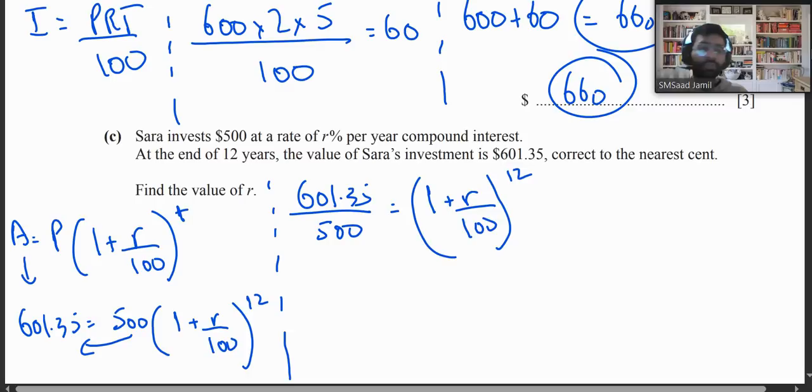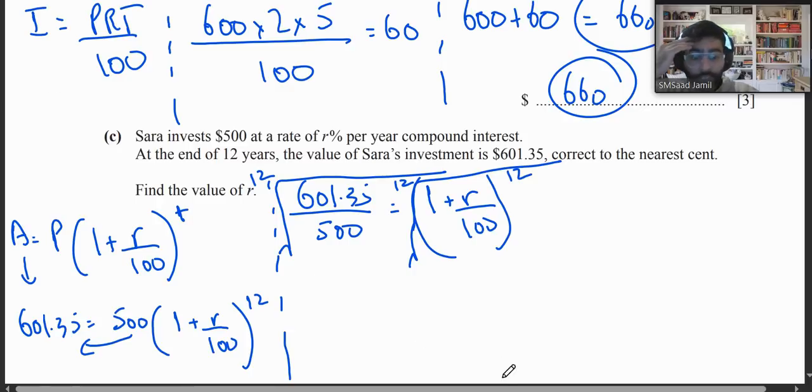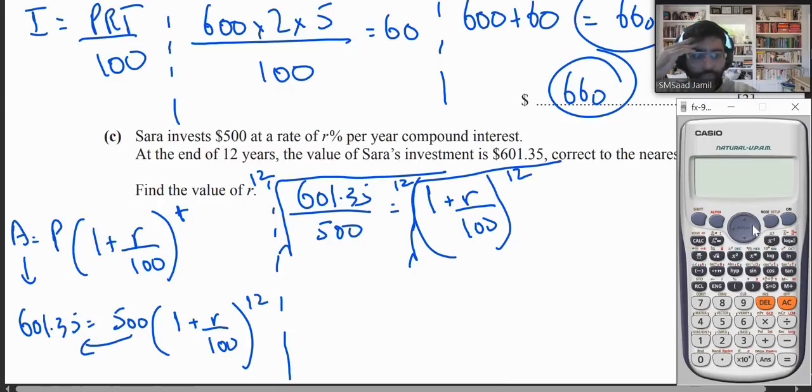Now guys, we need to remove this raised to power 12. So we will root both sides by the power of 12. Okay. How will you guys do that? Do not worry. I will teach you. Do shift, go back, remove 3, write 12. So now it becomes 601.35 upon 500, which is 1.0154.